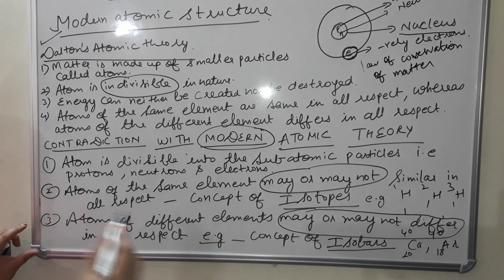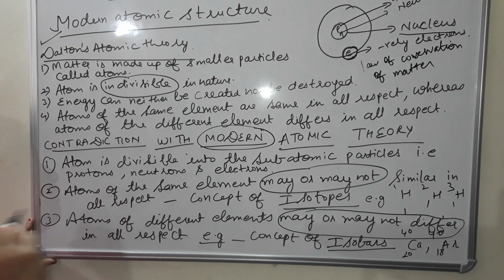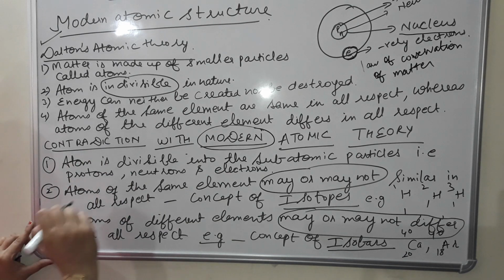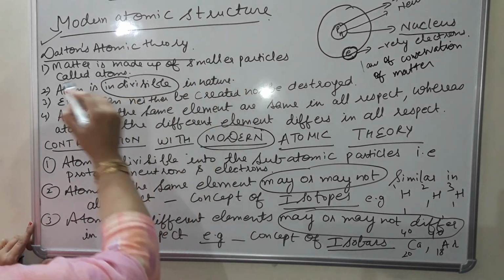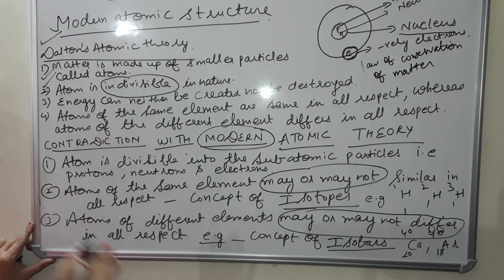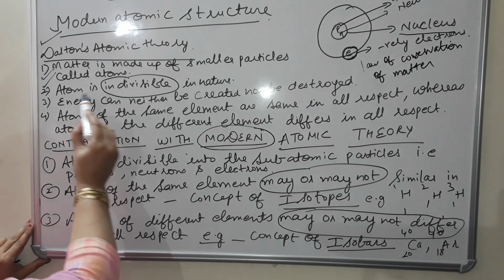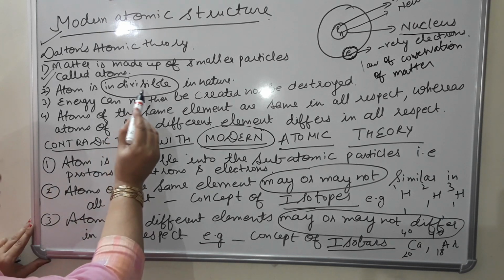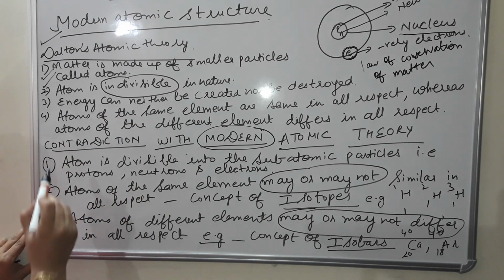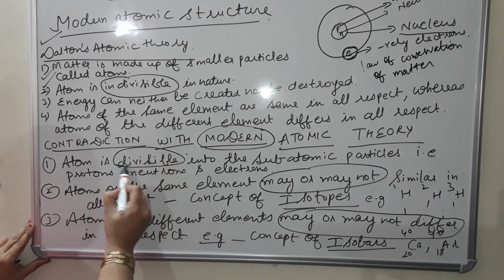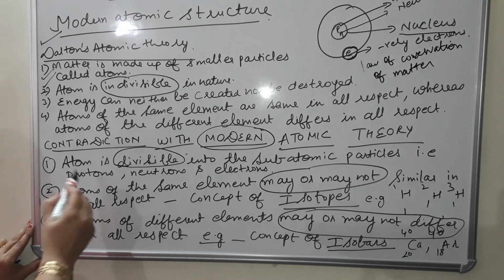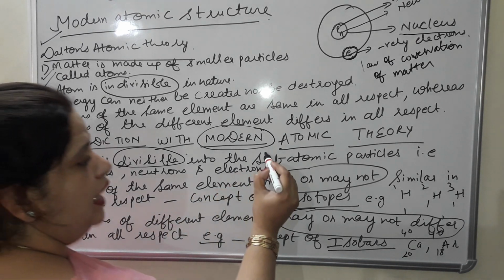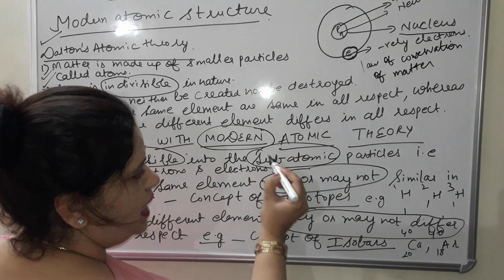See here. First point, what are the contradictory points that we have to see? Matter is made up of smaller particles called atoms. Okay, fine. But John Dalton said that atom is indivisible in nature. Modern atomic theory contradicted this point and said that atom is divisible. Atom भी divisible है. सबसे small atom नहीं है, उससे भी smaller particles है. Atom is divisible into the subatomic particles.